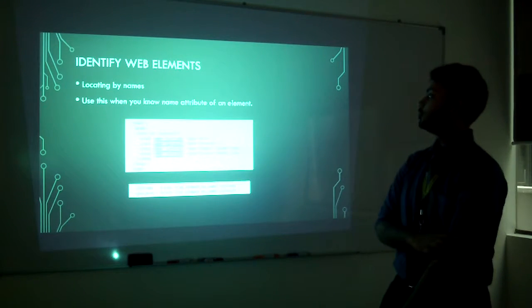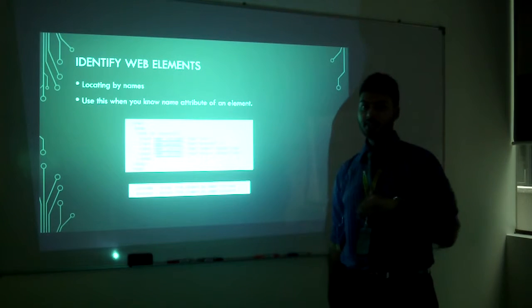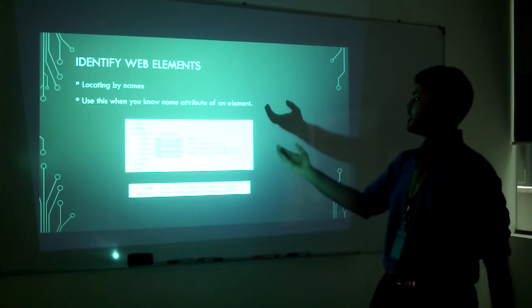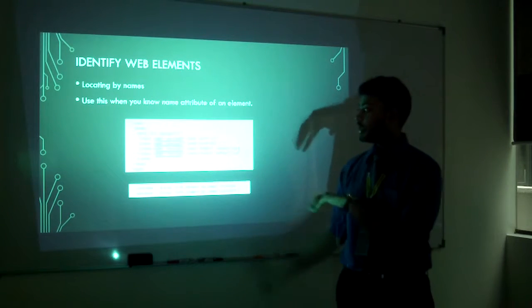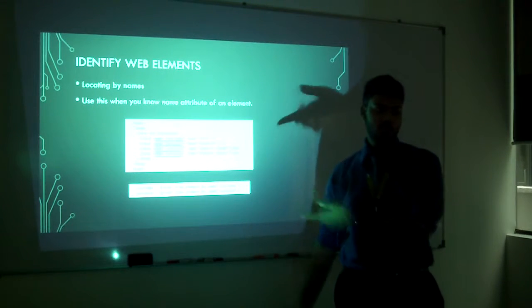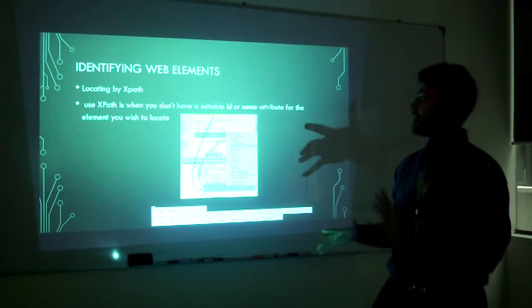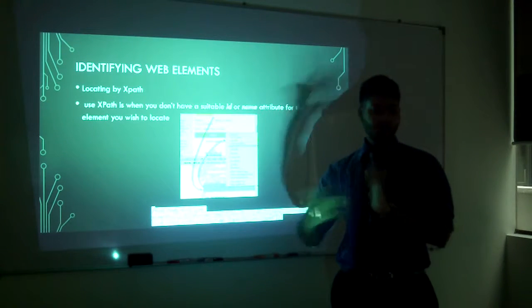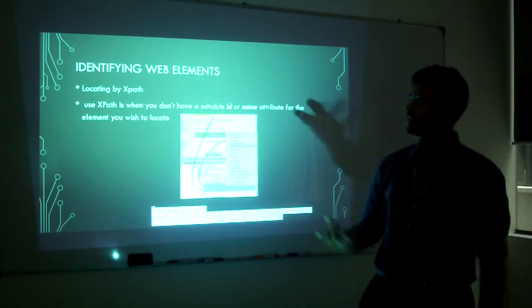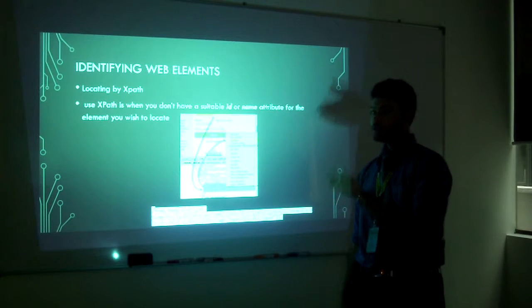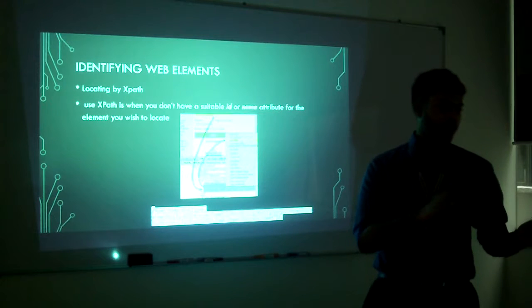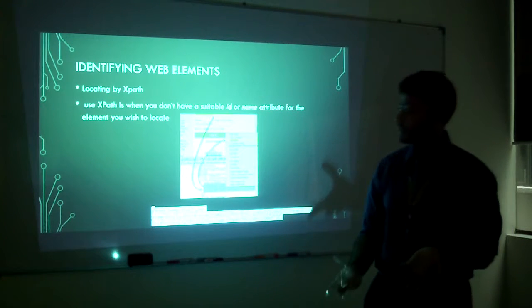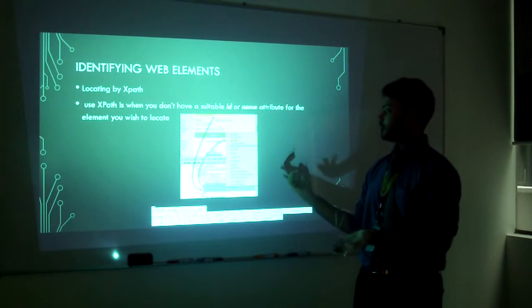Same goes for name. Name is similar to ID. If I want to automate username or password, the unique attribute present is name, so we can just use name. In case neither name nor ID is present, that is when we can choose to use XPath. XPath is like a last option. In case both are not there, then we can just use XPath. This is the method of how to use XPath.